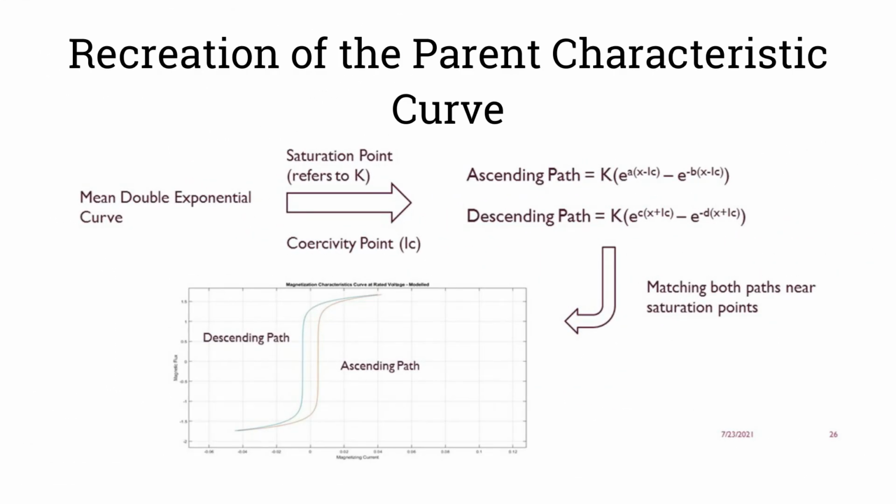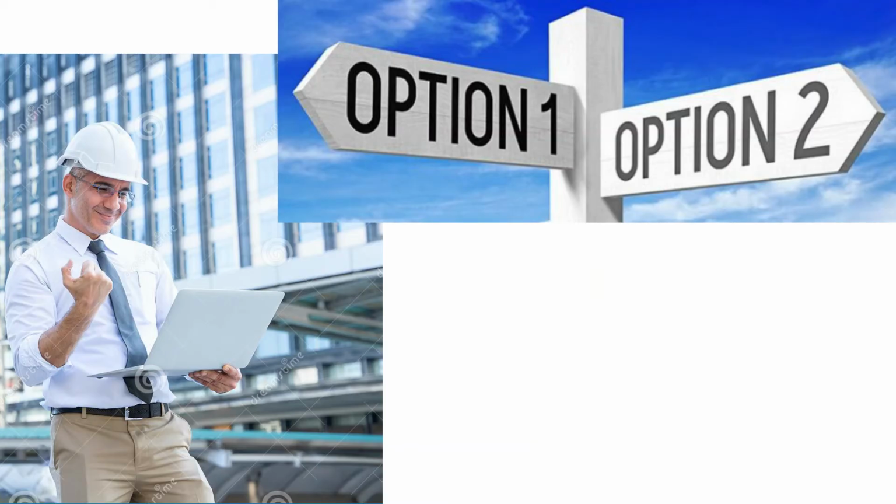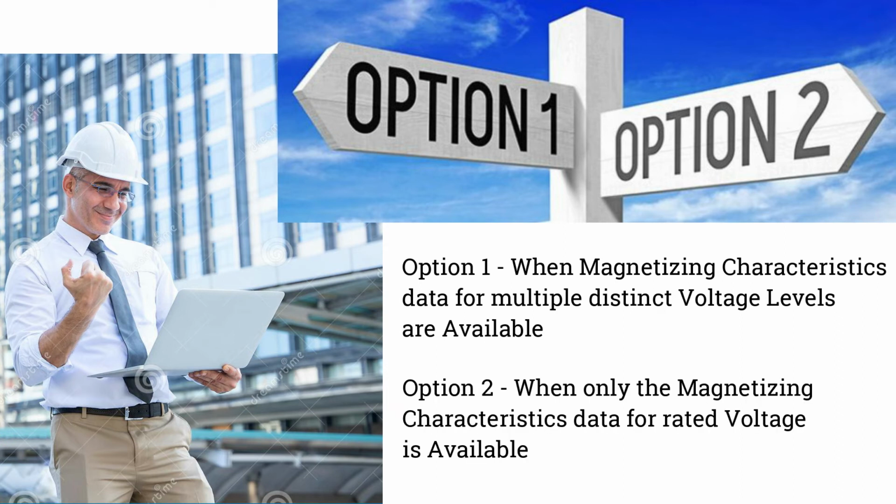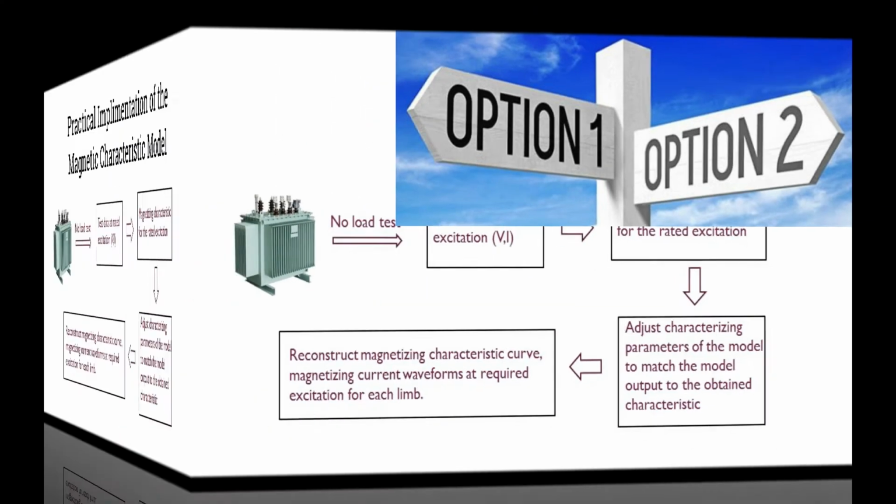Recreation of the magnetic characteristic parent curve was conducted by generating the ascending and descending curve paths of the BH loop from the mean double exponential curve, using the saturation point and the coercivity point. The options available are categorized as the availability of magnetizing characteristic data for different scenarios. Option 1 is in case magnetic characteristics of multiple voltage levels are available as data. Option 2 is developed for more practical occasions, such as when magnetic characteristics for rated voltage only are available.